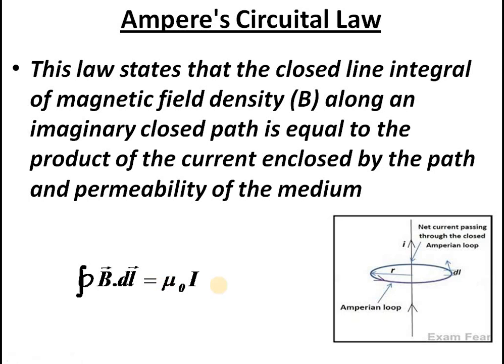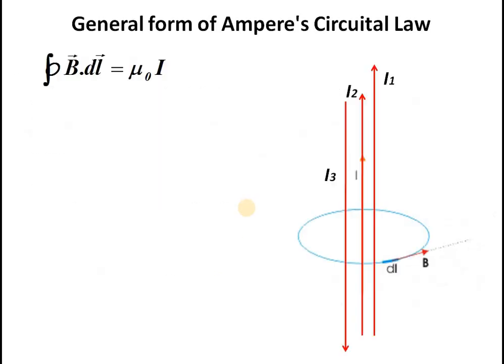So let's try to get a little bit more information about this law. We can generalize this equation a little. This I is actually the current enclosed by the closed path. The current can be any number of currents, not only I. Suppose there are a number of wires passing through it with currents in the upward and downward directions. Then this will be modified. Depending on the current, you can take directions.